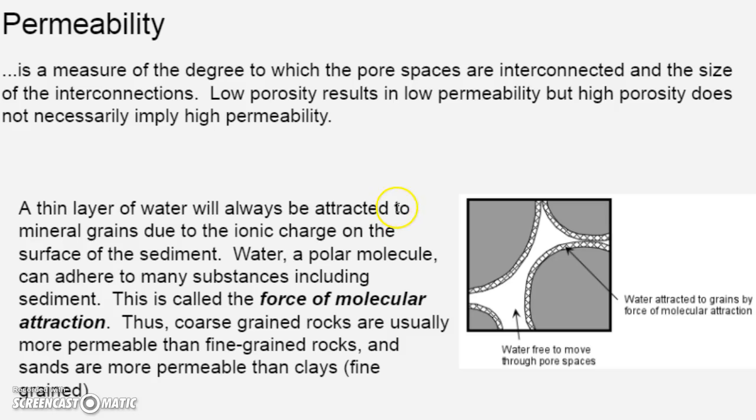A thin layer of water will always be attracted to mineral grains due to the ionic charge of the surface of the sediment. Water, a polar molecule, can adhere to many substances, including sediment. This is called the force of molecular attraction. Thus, coarse-grained rocks are usually more permeable than fine-grained rocks, and sands are more permeable than clays or anything that's fine-grained. And here's what we're looking at. Water is going to adhere to the sediment, and this is the molecular attraction. It's simply going to hold on. So water has both adhesive properties and cohesive properties. It's going to hold on to itself as well. That can slow down the permeability of groundwater as well.